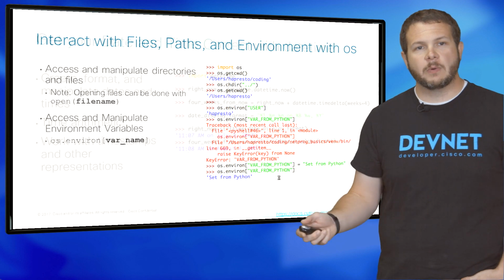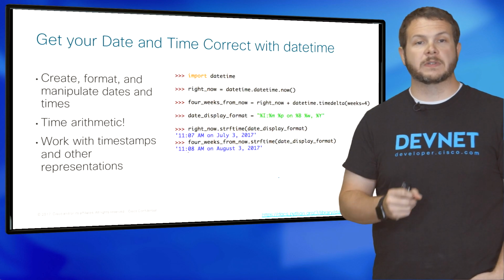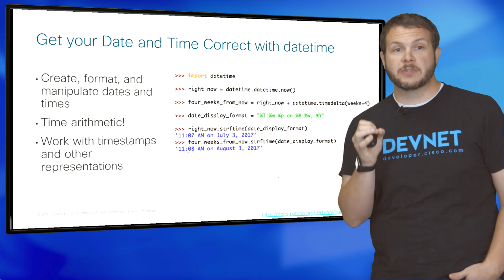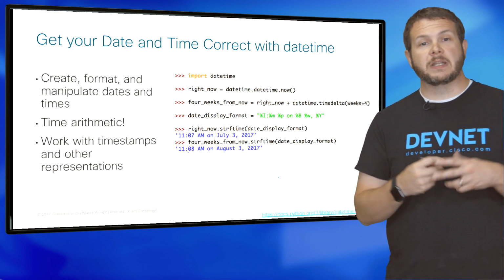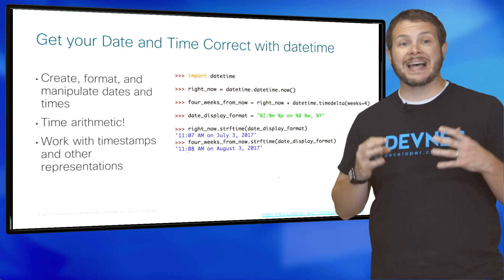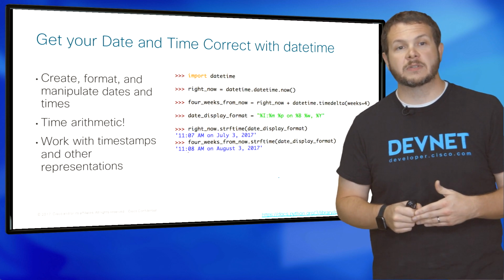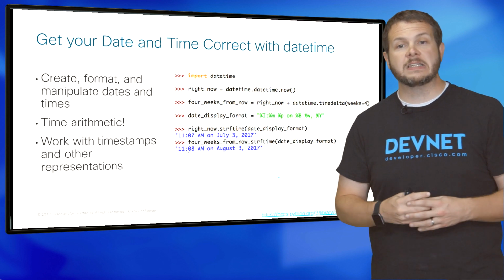Now lastly, we want to talk about the datetime one, probably the most powerful built-in library that you'll use over and over again. Or at least maybe not the most powerful, but certainly the most handy. So datetime gives us the ability to create, format, and manipulate times, as well as, as I mentioned, time arithmetic. If you're trying to figure out what date it's going to be in 4 weeks or what time it's going to be in 2 years from now, you can do that very easily using the datetime library.